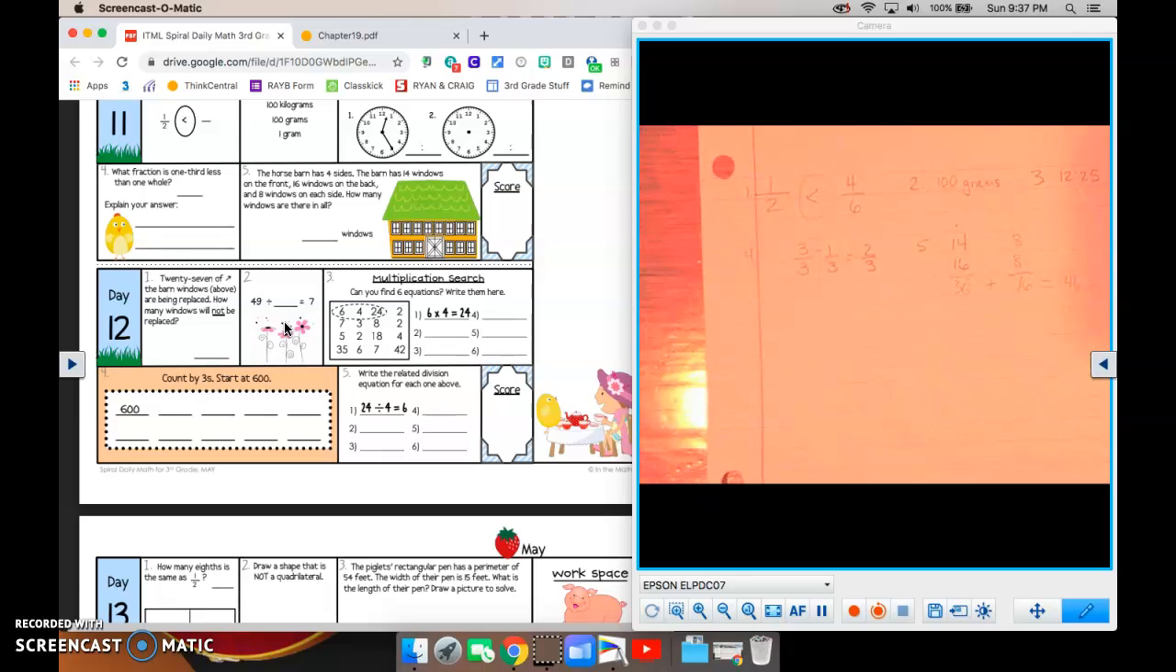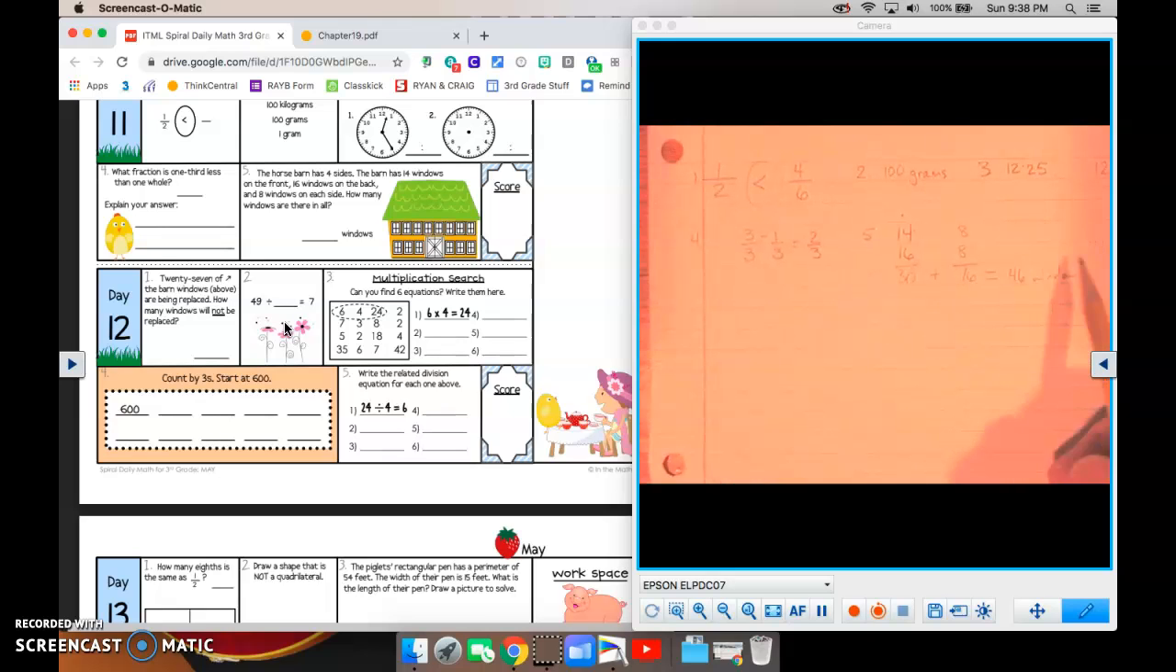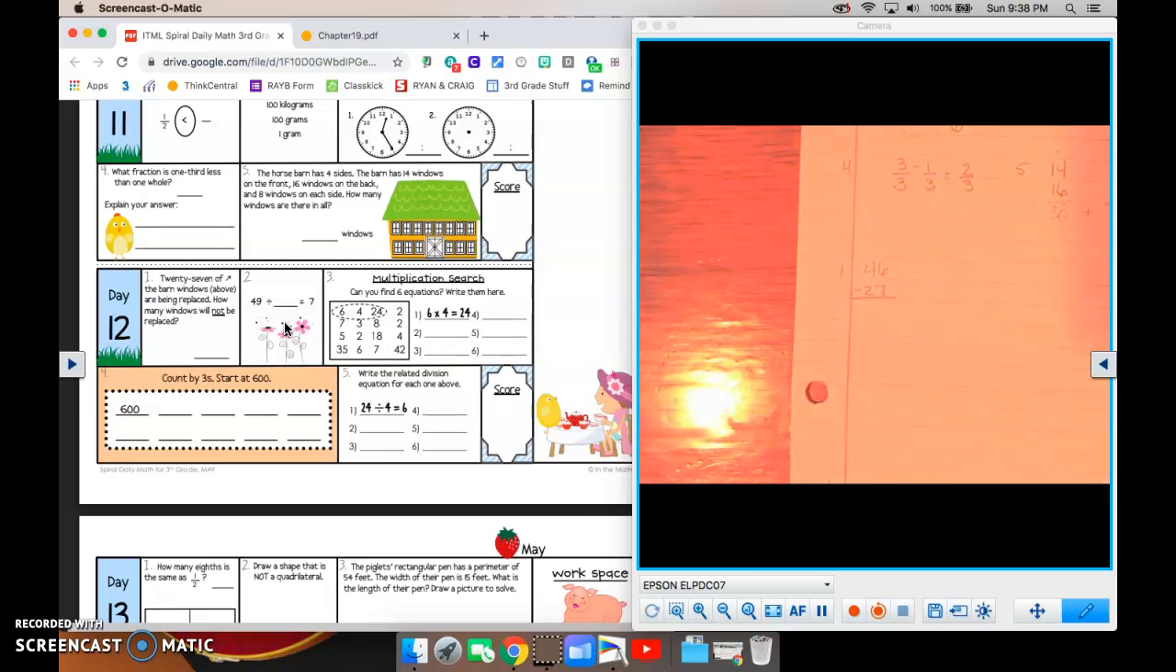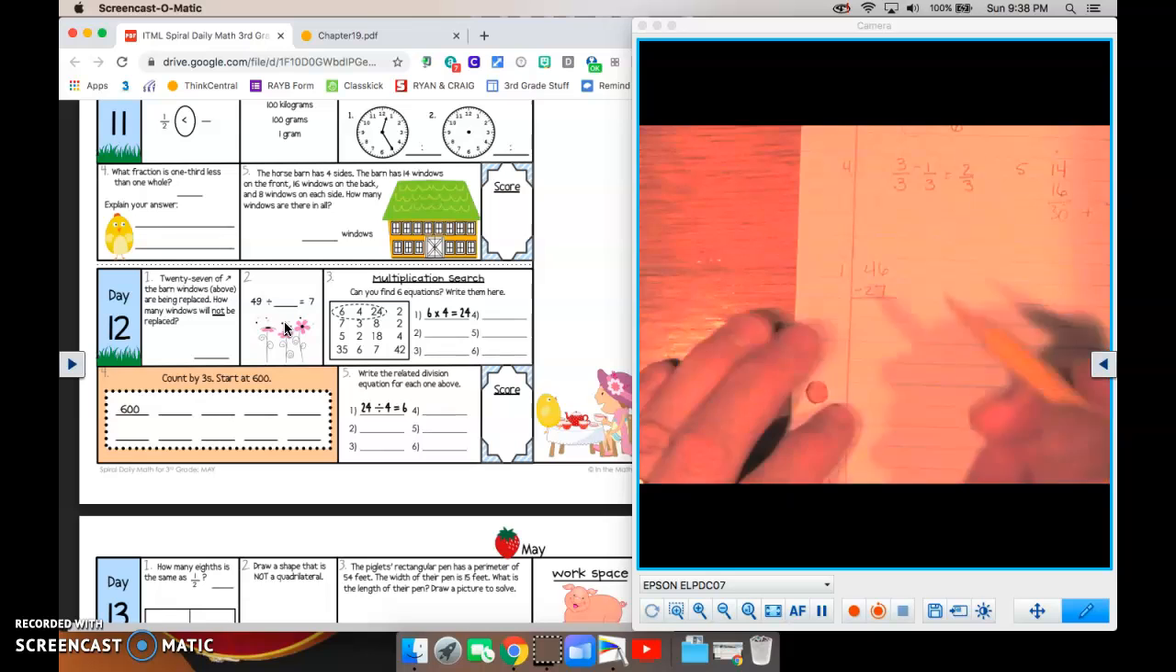Number one, it says 27 of the barn windows above are being replaced. How many windows will not be replaced? So we had 46 windows total on the barn. Number one is saying that 27 of the barn windows are being replaced. So if we had 46, and we're replacing 27, whatever's left over would not be replaced. So here we go.